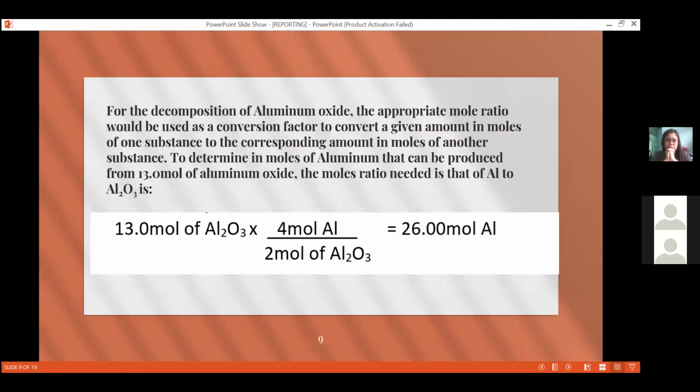For the decomposition of aluminum oxide, the appropriate mole ratio would be used as a conversion factor to convert a given amount in moles of one substance to the corresponding amount in moles of another substance. To determine the moles of aluminum that can be produced from 13.0 mole of aluminum oxide, the mole ratio needed is that of aluminum to aluminum oxide: 13.0 mole of aluminum oxide times 4 mole of aluminum over 2 mole of aluminum oxide equals 26 mole of aluminum.